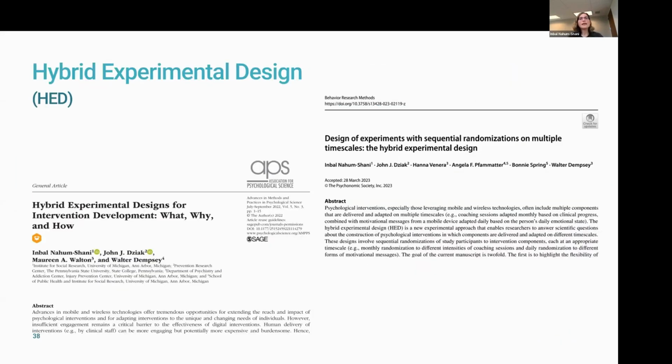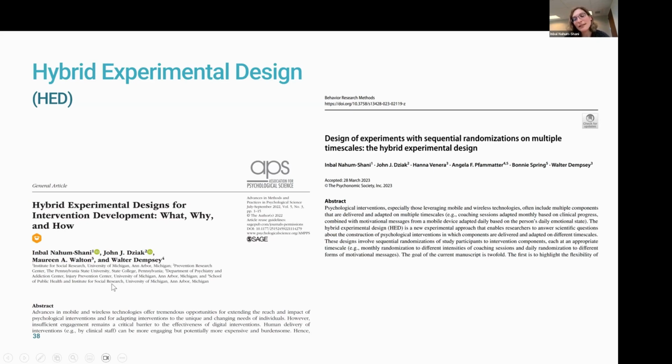All right, data from hybrid experimental designs can help you answer a wide variety of scientific questions about how to optimize multimodality adaptive interventions. This manuscript on the left contains tables with many, many questions that you can answer with a trial design that combines the SMART and the MRT. It also includes code that you can use to analyze the data and plan sample size with Monte Carlo simulations.